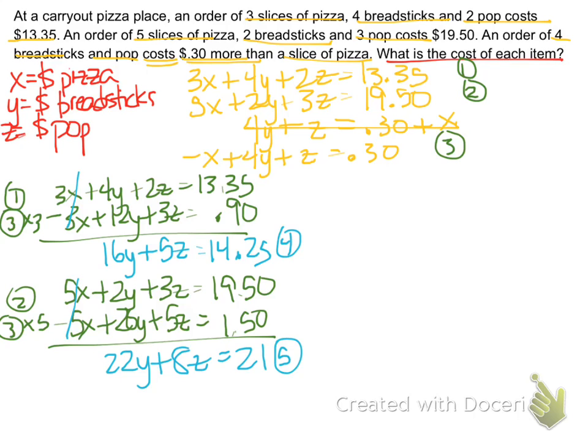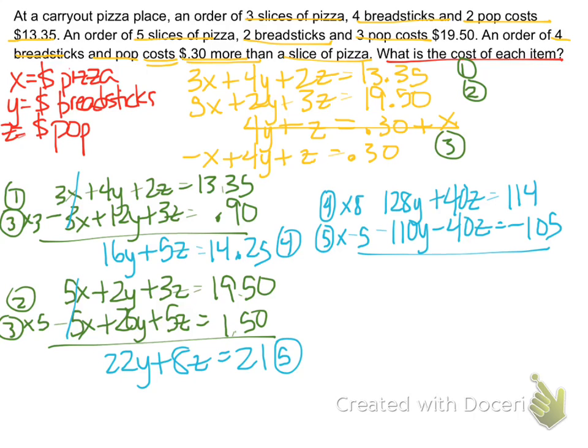Well, simply because I like to keep my numbers smaller, I'm going to eliminate the z. I'm going to multiply equation 4 by 8, and I'm going to multiply equation 5 by negative 5, and this will get the coefficients of my z to be the same but opposite. And so now again, when I add these two equations together, I'm going to get 18y equals 9.